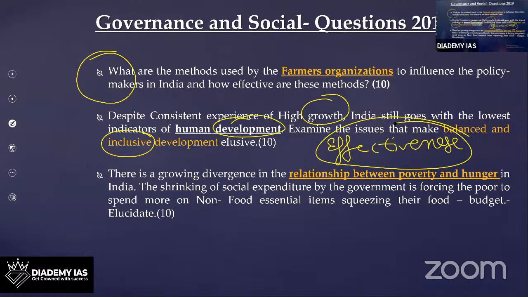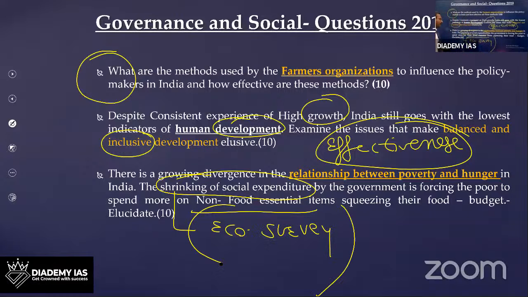That is the question. Then there is the question about a growing divergence in the relationship between poverty and hunger in India. The shrinking of social expenditure by the government is forcing the poor to spend on non-food essential items, squeezing their food budget. Elucidate. This question is basically from the economic survey, where the data shows that social expenditure is actually shrinking from the side of the government. So in this type of question, you have to give the reference of the economic survey. I am trying to tell you that there are certain ongoing themes which you have to focus on. Number two, you have to see the policies and their effectiveness at the broad level, not at the micro level. Number three, you have to see government documents, for example, the economic survey.